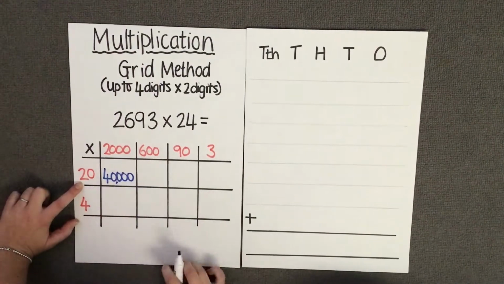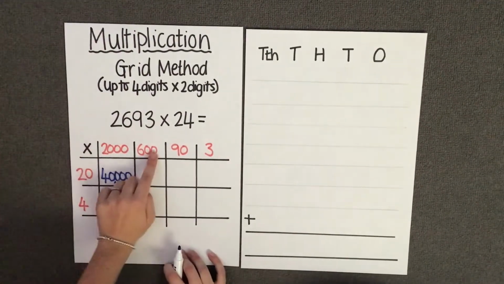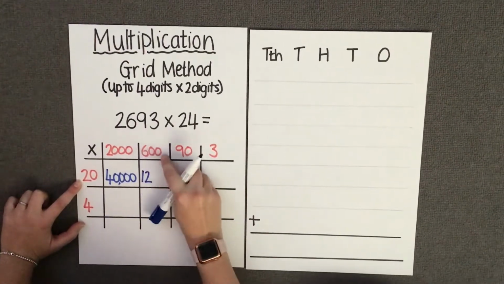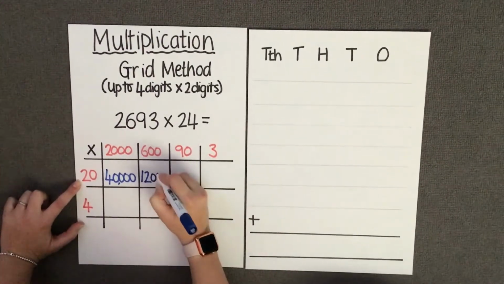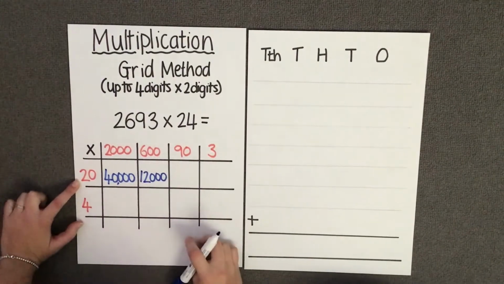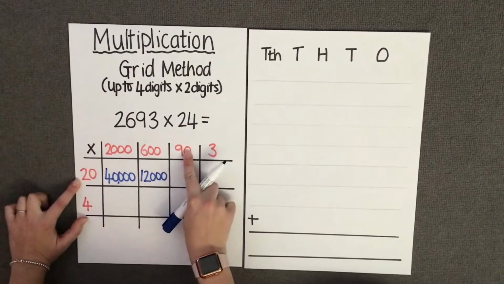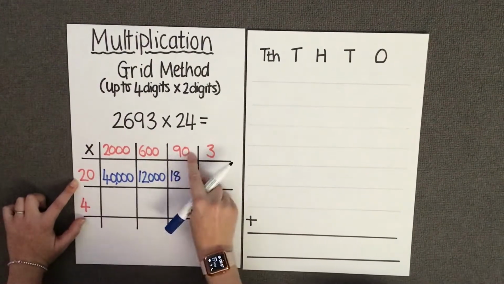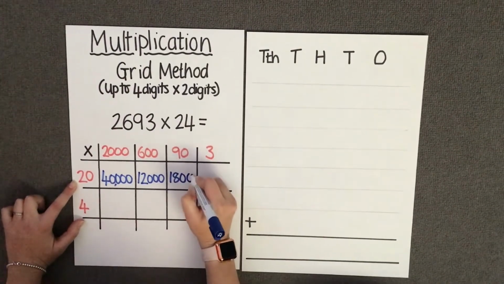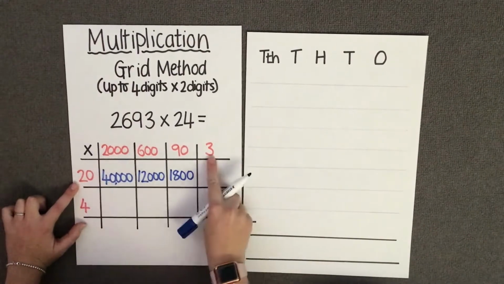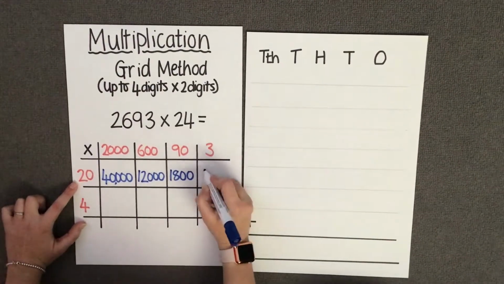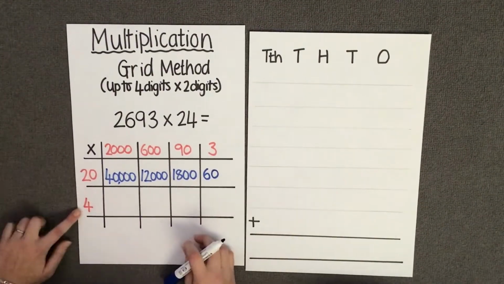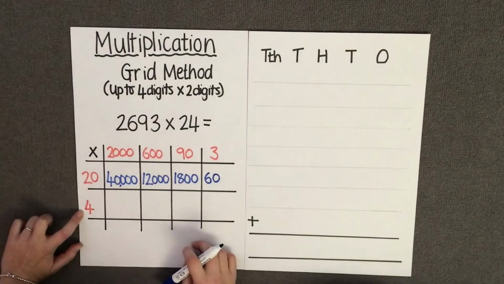We have 40,000. For 20 times by 600, we do 2 times by 6, which is 12. And 1, 2, 3 zeros in the question, so 3 zeros in the answer. 20 times by 90, so we do 2 times by 9, which is 18. 1, 2 zeros. And we do 20 times by 3, 2 times by 3, which is 6. And 1 zero.